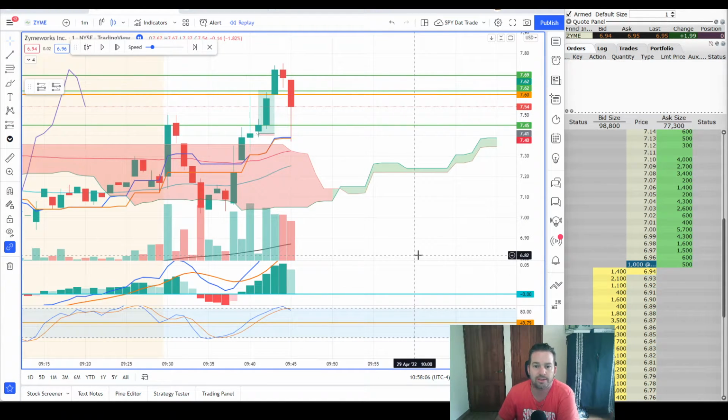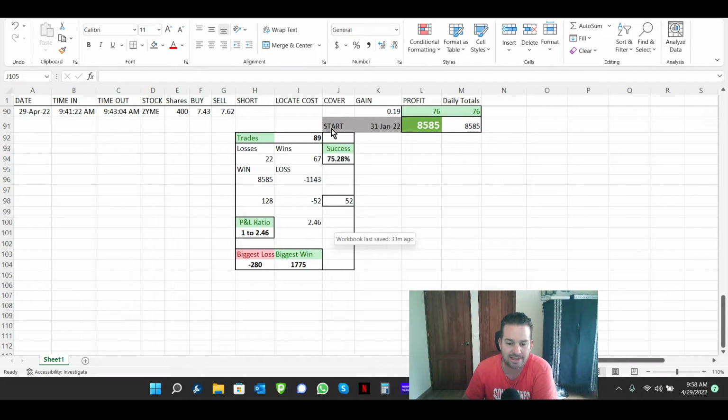Let's get directly into the stats. So I took that one trade at 9:41:22. That's 11 minutes into the trading. I was out at 9:43, so that's basically 2 minutes into the stock, and the stock was ZYME with 400 shares. I bought at 7:43. I was filled, like I said, at 762 for 19 cents profit, for 76 euros. Total profit since January 31st is 85.85.